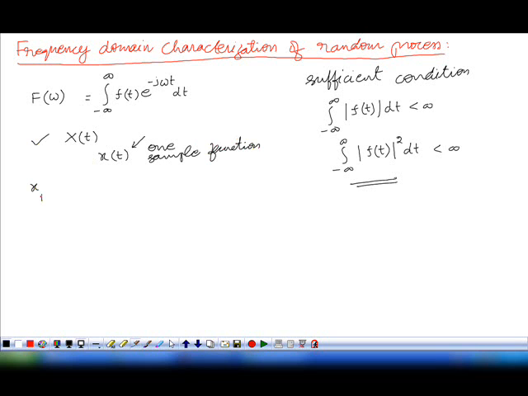Here we are defining a function x_T of t that is equivalent to x of t for minus T less than or equal to t less than or equal to plus T. That is, over the interval minus T to plus T, this x_T of t is equivalent to x of t. That is, we are truncating the sample function and getting the sample function over the interval minus T to plus T, so that we are denoting it as x_T of t. And let it be 0 otherwise.